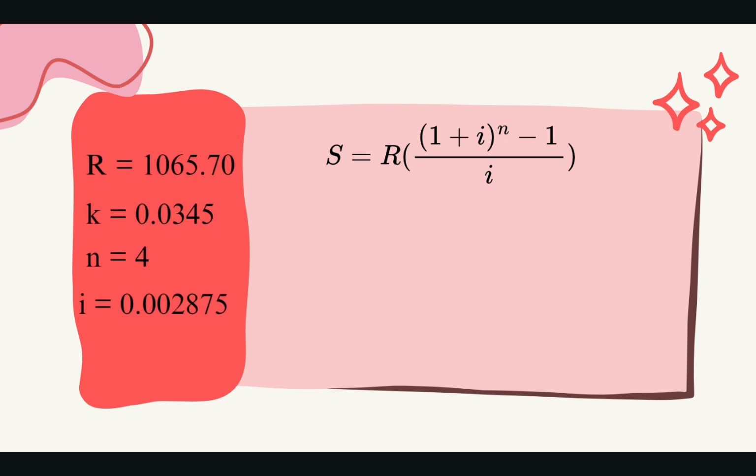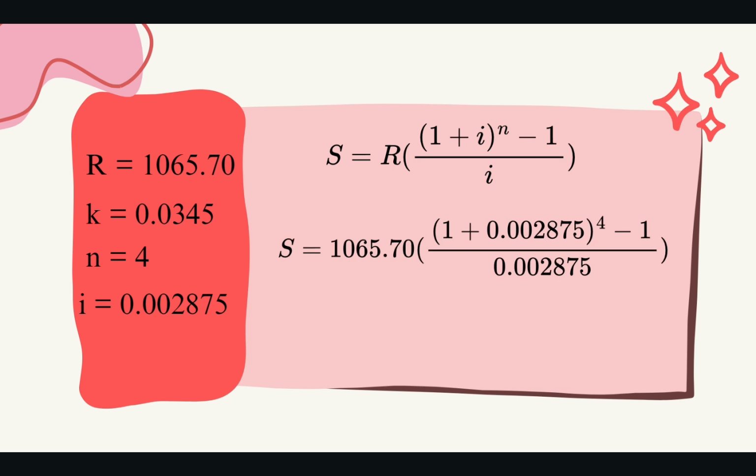To calculate this problem, we will use the formula of accumulated value of annuity. First, we list out the values. R is 1,065 ringgit and 70 cents, K is 0.0345, N is 4, and I is equal to 0.002875. We insert these values into the formula, and then we get the value of S, which is equal to 4,281 ringgit and 22 cents.